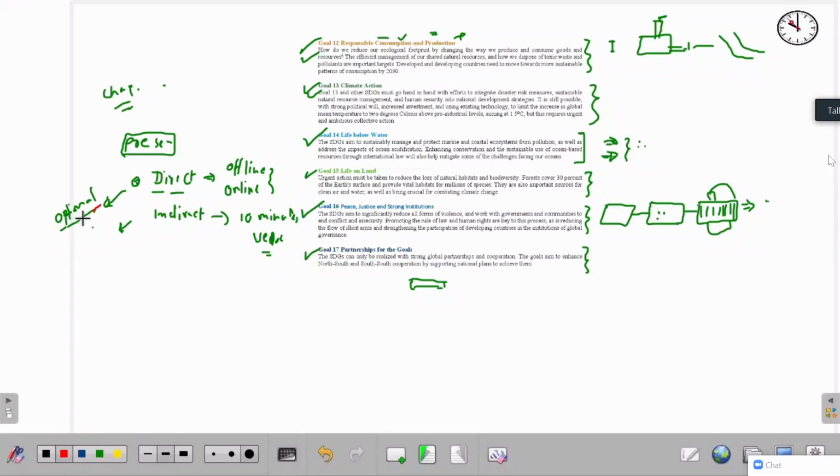For direct, I mean the direct one is optional. Why do I call it optional? Because in the direct one, there are more than 100 students. So if we take direct as compulsory, then it will take much time for me to finish. So I make it optional for you. If you participate, you get bonus marks.